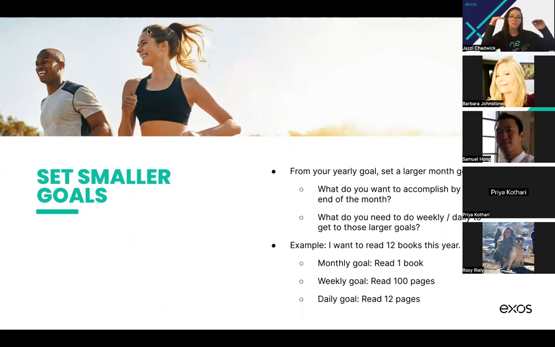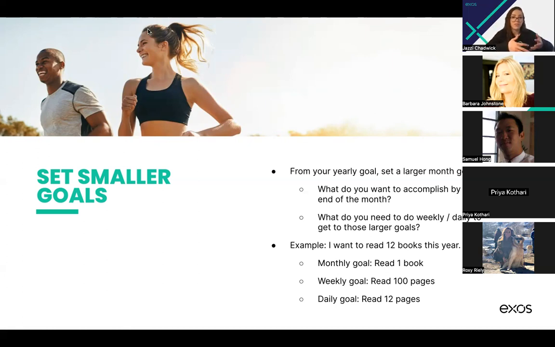So from your yearly goal, you're going to set a monthly goal. That's going to help you get to that yearly goal. And then for that month, you don't have to do a weekly goal. You can always do daily goals, or you can just say, these are the 3 things I need to do every day in order to be this much closer to my goal at the end of the year. So an example of this: let's say my goal is I want to read 12 books this year.